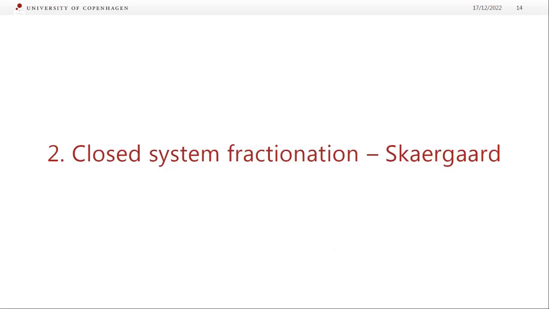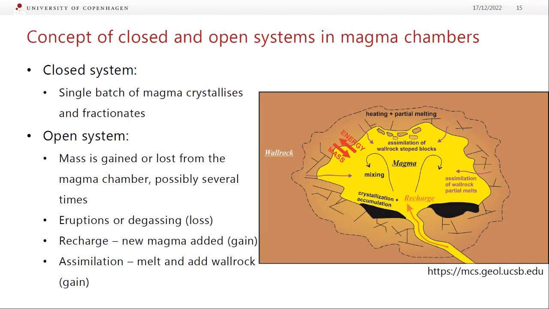Okay, we'll talk a bit about the Skagerrak intrusion next. The reason for talking about this is it's a really perfect example of something called closed system fractionation, and I'll tell you what that is in a sec. So in magma chambers, there's this concept of either having a closed system or an open system. And a closed system is really simple, and that's why we're dealing with it first.